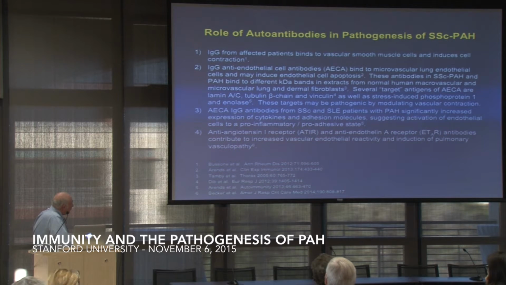These antibodies bind to microvascular lung and dermal fibroblasts, and a number of target antigens have been identified, which of course may be implicated in the pathogenesis by modifying vascular contraction. These antibodies from both scleroderma and lupus patients with PAH are implicated in the expression of cytokines and adhesion molecules, suggesting their activation to a pro-inflammatory, pro-adhesive state. And then there are other antibodies to receptors, anti-angiotensin 1 and endothelin A, which also are believed to contribute to endothelial reactivity and the induction of a pulmonary vasculopathy.